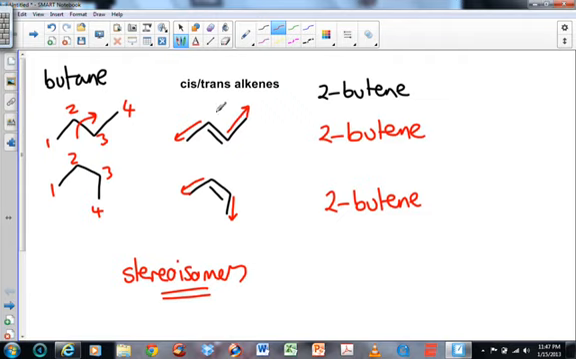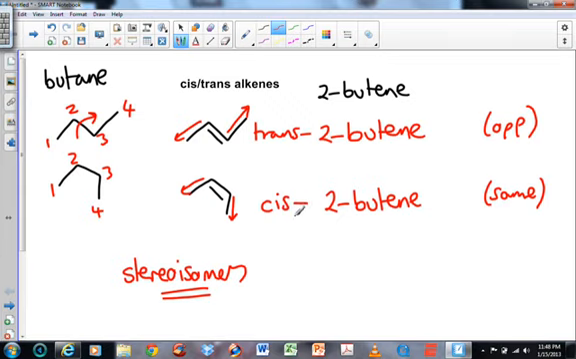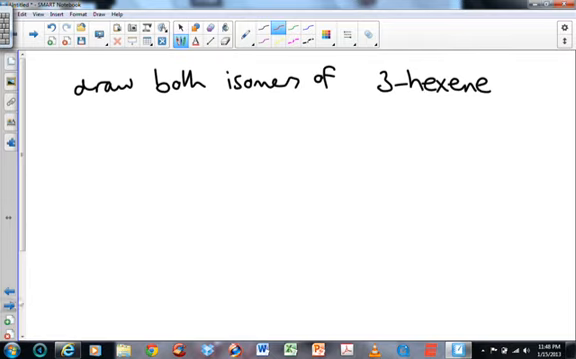When the groups are going in opposite directions around the double bond, that is called a trans alkene. So trans is opposite, cis is the same. These are going in the same direction. And when we come to draw these out, it's going to be important to be able to recognize when exactly you have a cis or a trans alkene.